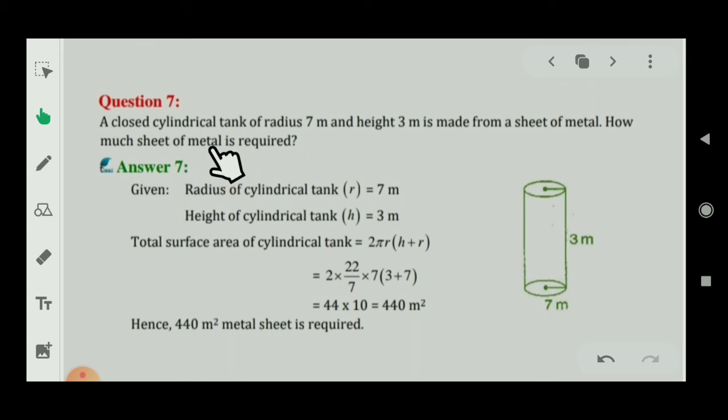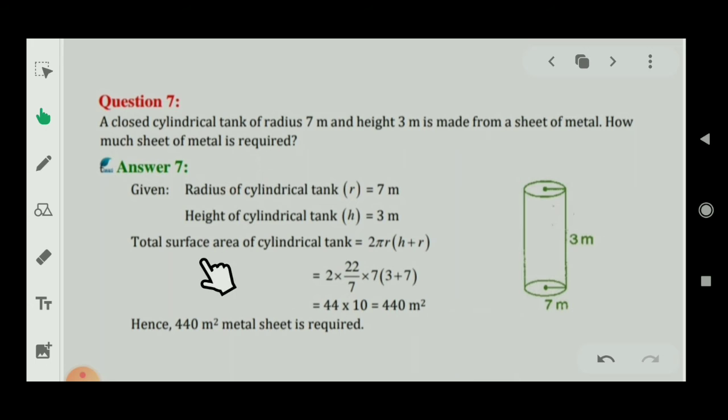Now students, let's see the question number 7. A closed cylindrical tank of radius 7 meter and height 3 meter is made from a sheet of metal. How much sheet of metal is required? In this figure you can see radius value is given 7 meter and height is given 3 meter.